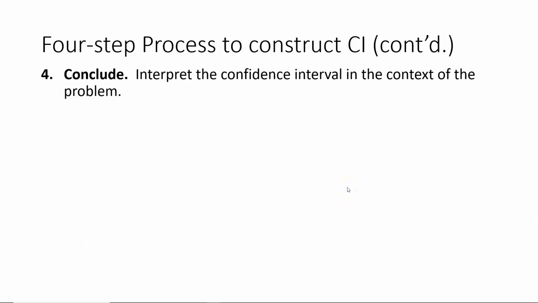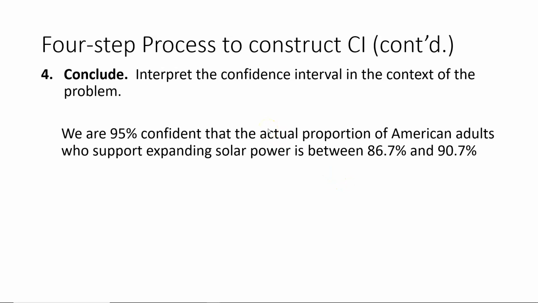All right, the fourth part of this process is we need to conclude by interpreting the confidence interval in the context of the problem. And so we can now state that we are 95% confident that the actual proportion of American adults who support expanding solar power is between 86.7% and 90.7%. Notice that when we rewrite the decimal values that we found, we write them as percentages to the nearest tenth for any conclusion statement in this course. And that concludes this presentation.